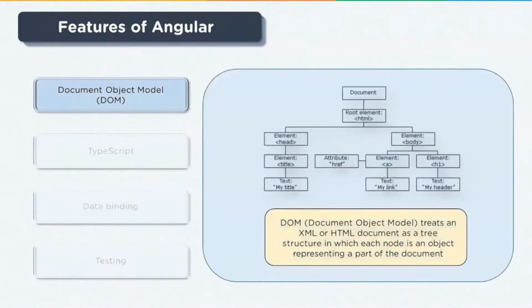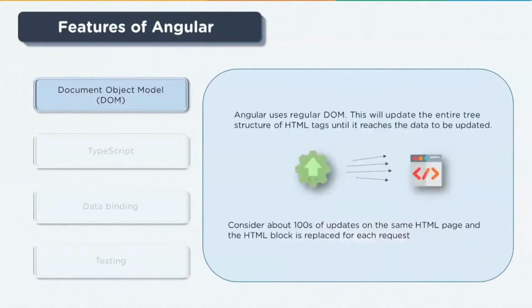Now the document object model treats an XML or an HTML document as a tree structure. Here every node in the tree structure defines an object representing a part of your document. Angular uses the regular DOM. Now let's suppose you've made 10 updates on a single HTML page. So every time you make a change, the corresponding DOM or the tree structure needs to be updated. Now Angular updates the entire tree structure of HTML tags.